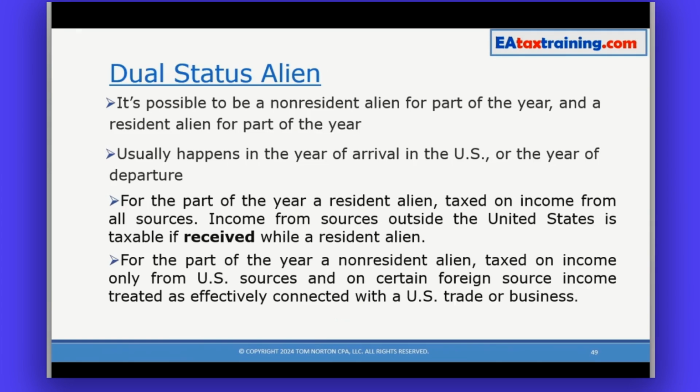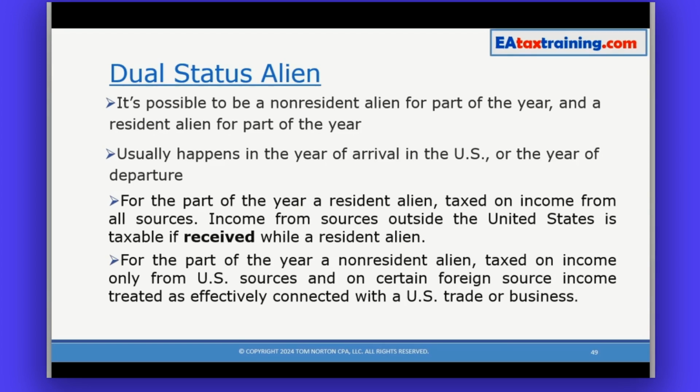There's this third category, which is dual status alien, which maybe you already guessed, that's a combination of the two. So it's possible to be a non-resident alien for part of the year and a resident alien for part of the year. And in that case, you are a dual status alien. Usually that's either in the year of arrival to the United States or the year of departure from the United States.